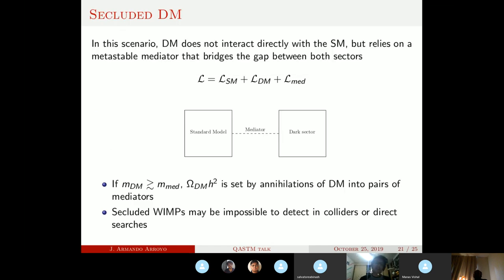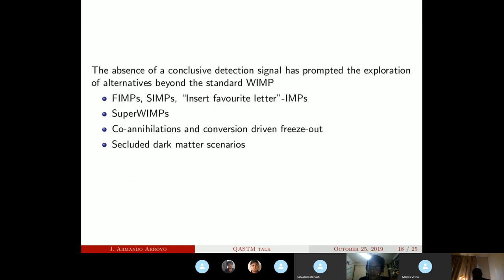And so among these alternatives, for example, the secluded dark matter scenario is, I think, one of the simplest ones, because instead of dark matter interacting directly with the standard model, there's a new mediator particle that is not standard model. So the dark matter decays into mediator particles that later decay into standard model ones. So now it's a two-step process, but the advantage is the diagram that I showed before, I think it was slide 15.